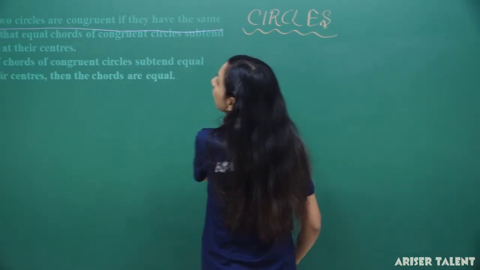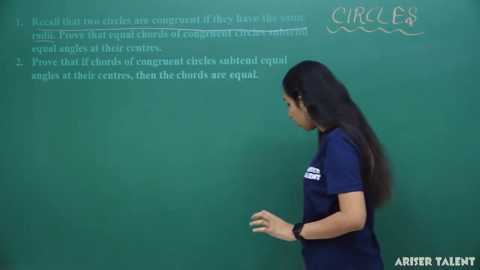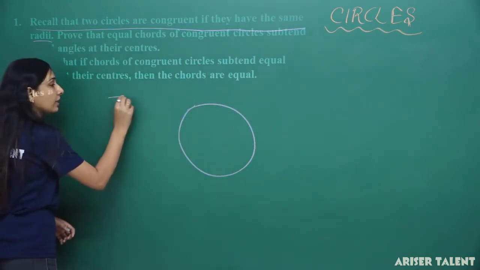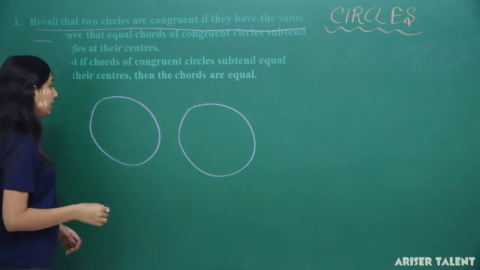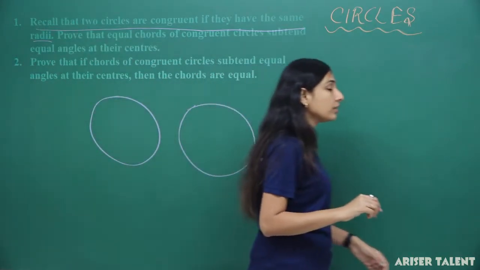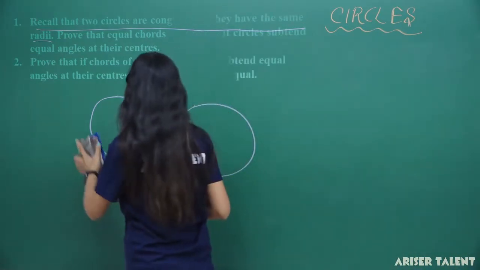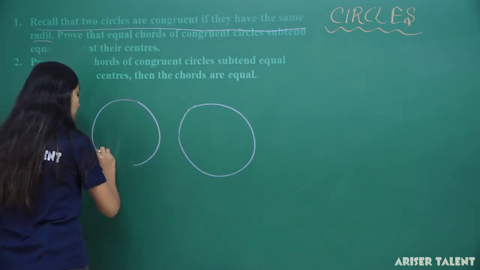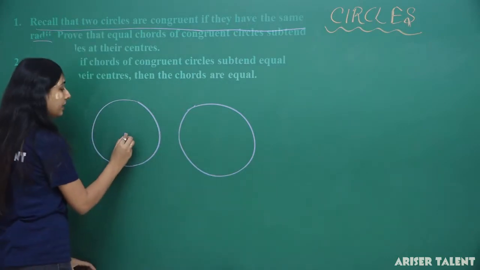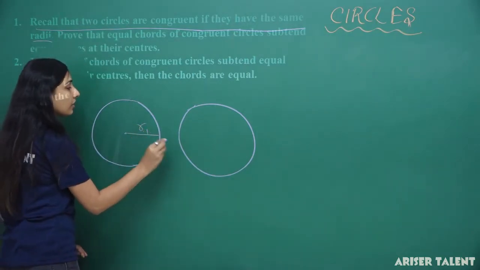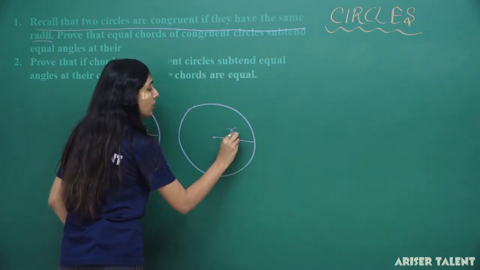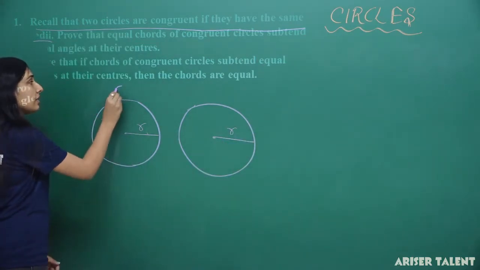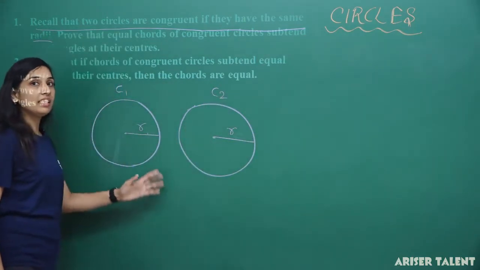Prove that the equal chords of congruent circles. Now it's talking about congruent circles. So draw a circle here, draw a circle here too. They are saying that these two circles are congruent, and we have talked that if they are congruent circles, they need to have equal radii. That means if this is R1 and this is R2, then these two are equal. I can say this is R and this is R also. But this circle is different, C1, and this circle is different, C2. But these two are congruent.